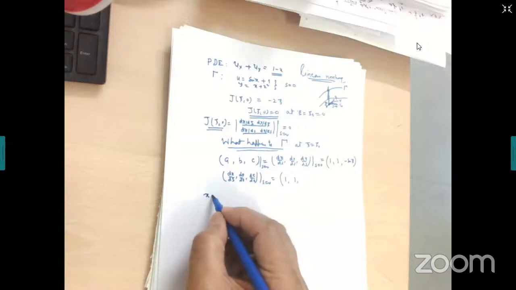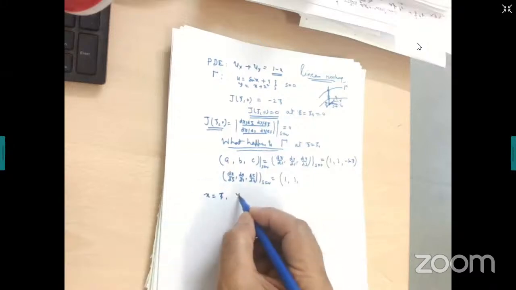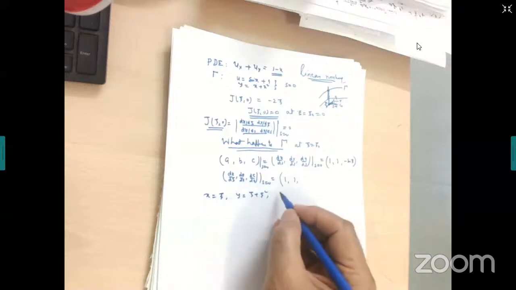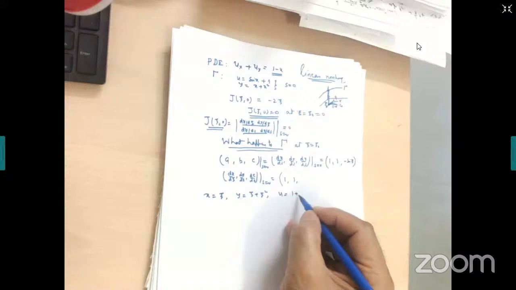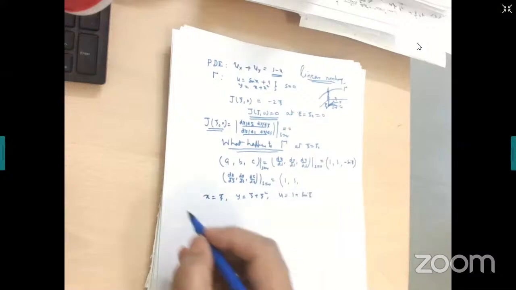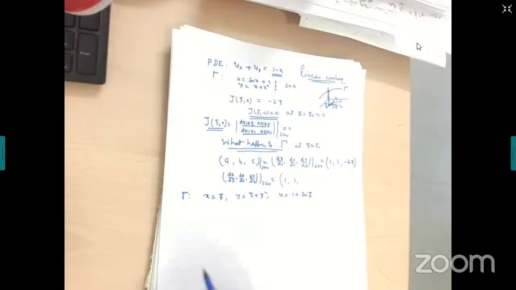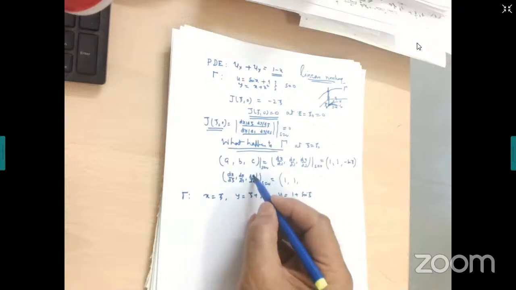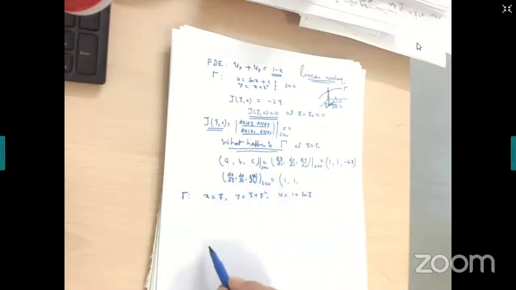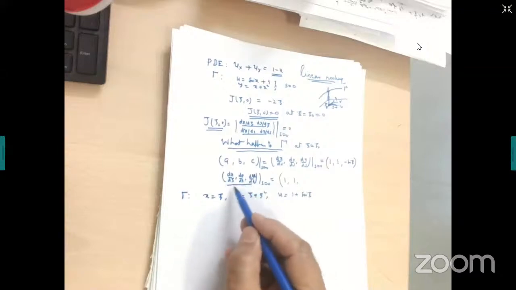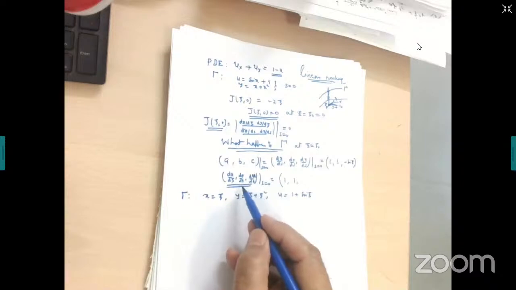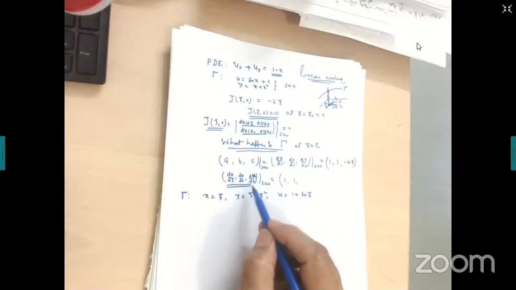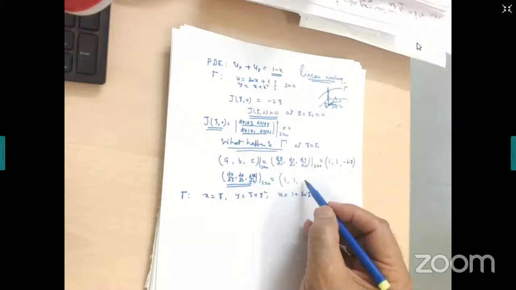X is equal to xi. Y is equal to xi plus xi square. u is equal to 1 plus sine xi. This is the curve gamma. Am I right? Yes, sir. I want to determine dx d xi, dy d xi and du d xi. Is that right? What is this vector? This is tangent to gamma. What is this third component?